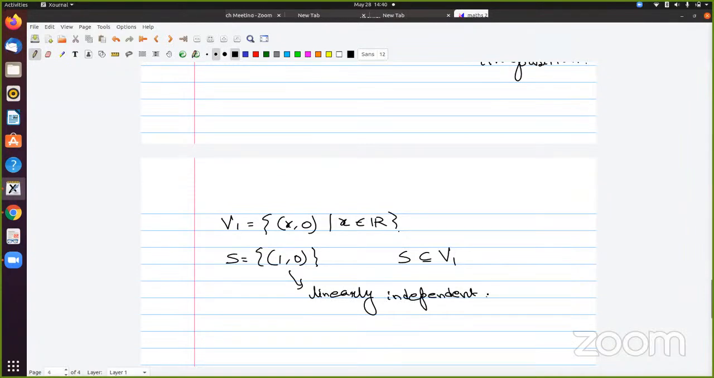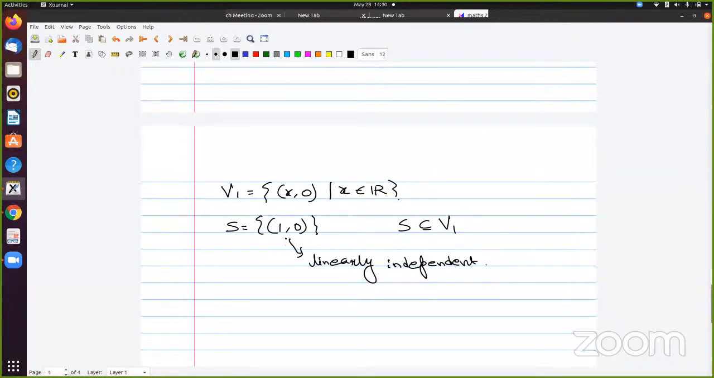Okay, great. It is a singleton set with a non-zero vector, so this is linearly independent. Is it spanning the whole V1? Yes, we can write it as a linear combination. Any element of the form x, 0 can be written as x times 1, 0. All the elements are basically scalar multiples of this single element. So we can generate any element of V1 by 1, 0.